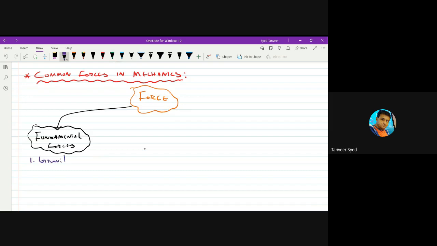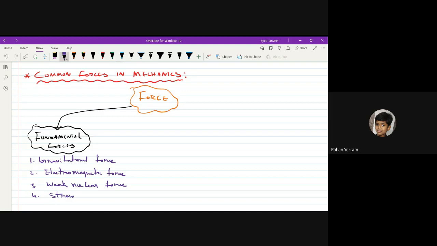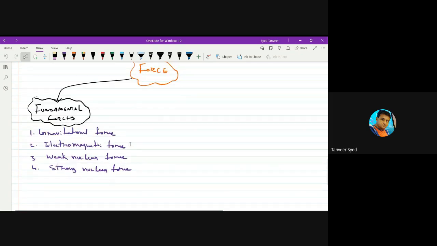gravitational force, second is electromagnetic force, third is weak nuclear force and strong nuclear force. All the forces that we see in nature are instances of any one of these four forces.